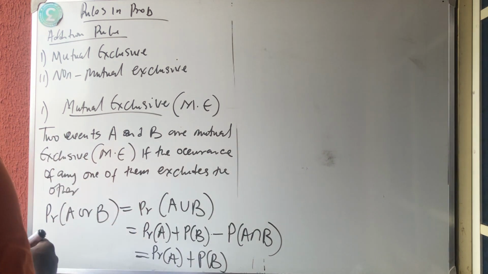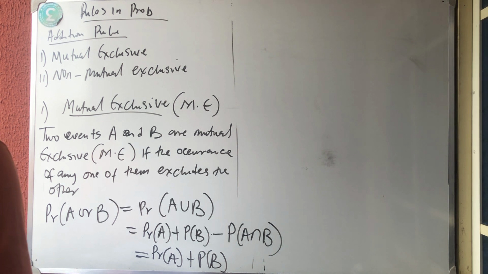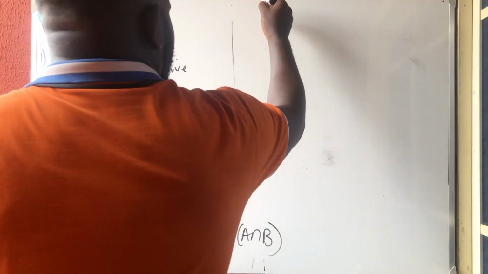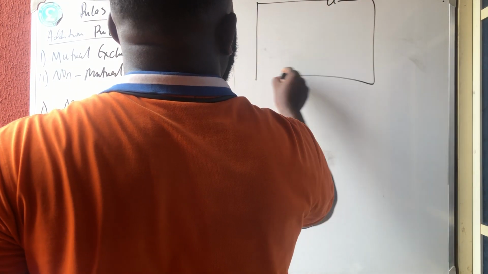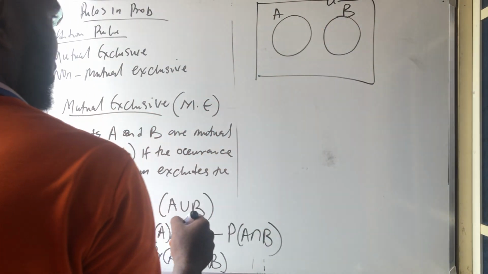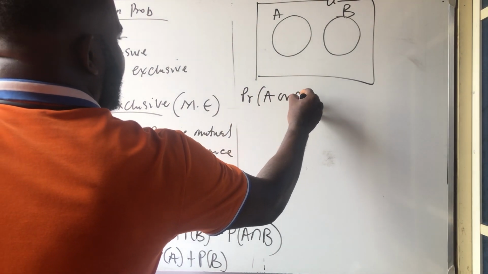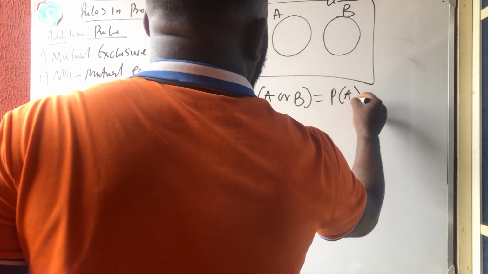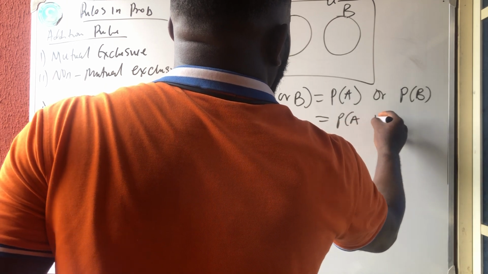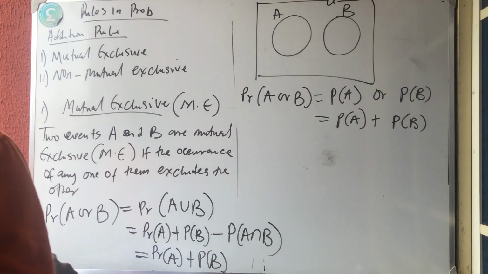Because they don't have any intersection. They are just happening on their own. So we can represent that in a Venn diagram. For mutual exclusive, this is for A and this is for B. They don't have anything in common. So the probability of A happening or B happening is simply probability of A or probability of B, and or means addition, probability of A plus probability of B. So note that, because they are mutually exclusive.